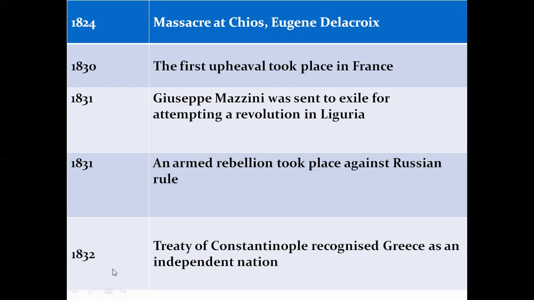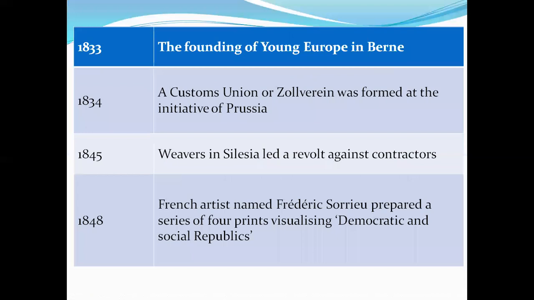1832, the Treaty of Constantinople recognized Greece as an independent nation. Through this Treaty of Constantinople, Greece was considered an independent nation. 1833, the founding of Young Europe in Bern. The revolutionary organization, Young Europe in Bern.